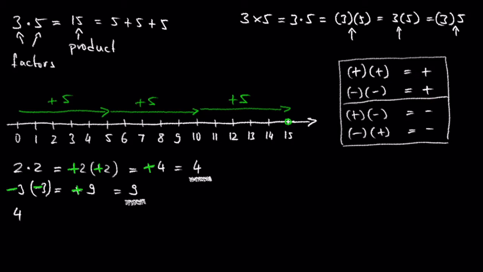Four times negative 5. Different signs, so the product is negative 20, which is negative. Negative 6 times 7. Different signs, the product is negative 42.